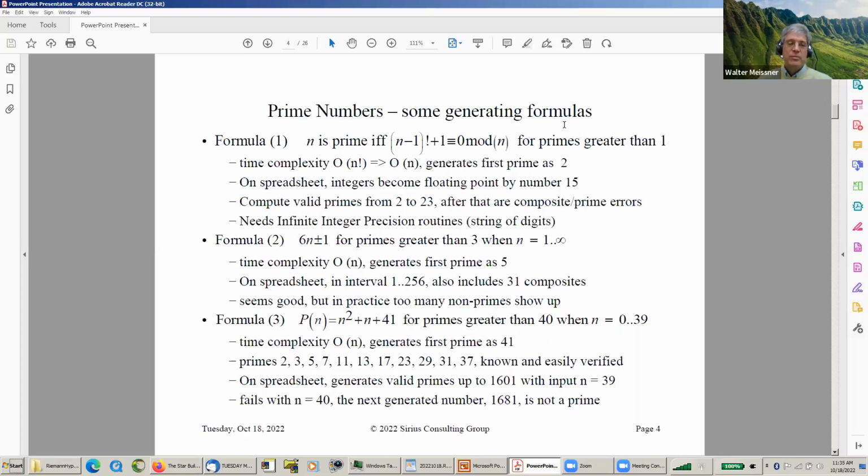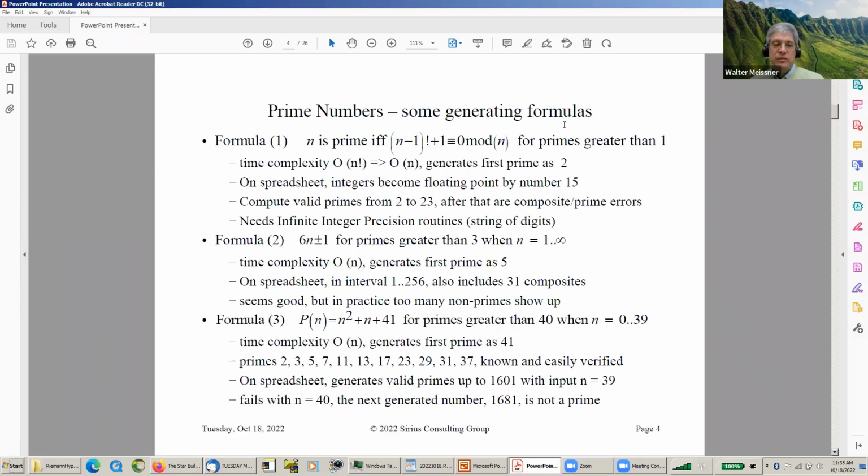And then there's formula number 3. This is one that I may have read about back in the 80s, that somebody developed a formula, and when people were still doing it by paper and pencil, it seemed like this formula worked up to the point where they could verify the primes. But then somebody verified the next prime and found out that the formula didn't work.